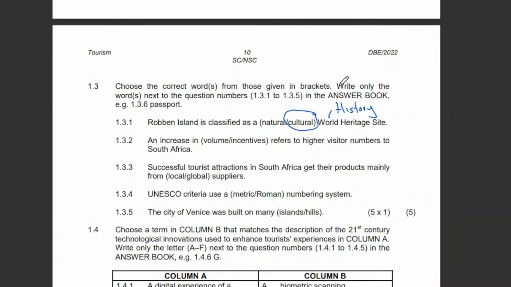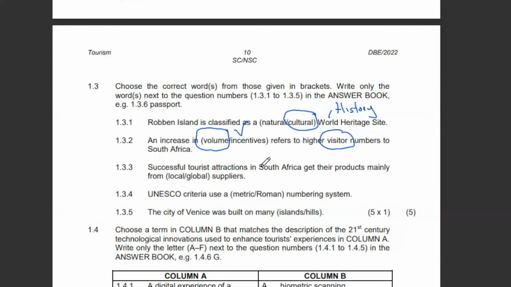The next question reads 1.3.2. An increase in volume or incentives refers to the higher visitor numbers to South Africa. An increase in volume. Volumes actually refer to the number of visitors. In tourism marketing, when we talk about volumes, basically we are talking about the number of people who came to a particular country or who came and visited a particular destination. So volume refers to visitors. Volumes and visitors go hand in hand. So the correct answer will actually be volume.